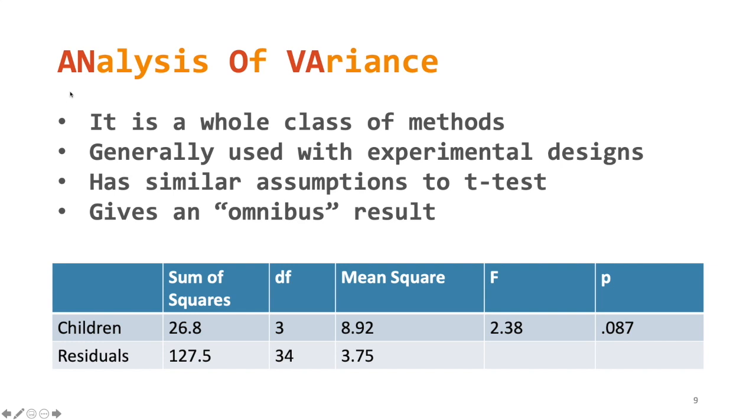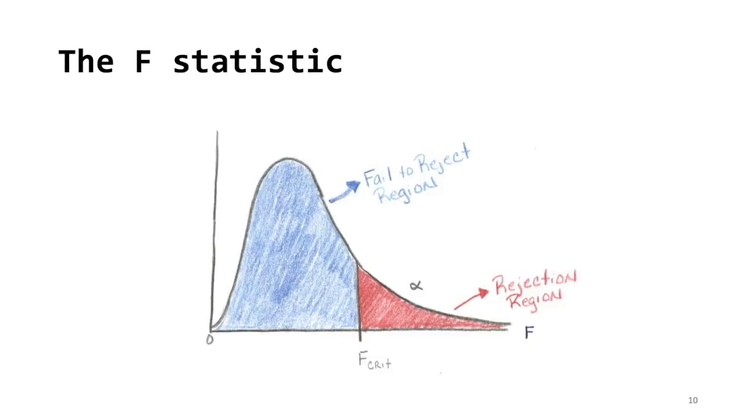ANOVA stands for Analysis of Variance. And it's a whole class of methods like we showed. There's several that we can do, and they're generally used with experimental designs. They're best if used with experimental designs. It has very similar assumptions to the t-test and gives us what's called an omnibus result. It means it has just given us an overall result. So if we have three groups, it's not going to immediately tell us which group is different from the others, or if they're all different. It's just going to tell us if any are different. So we just get one result.